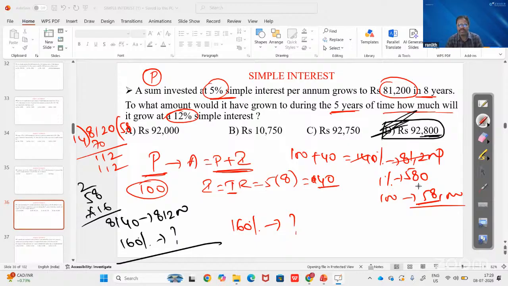Instead of finding 1 percentage and 100 percentage, directly 5 percentage for 8 years will be 140, equal to 81,200. What we need to find out is the same time period at 12 percentage per annum. So the answer will be equal to 92,800.